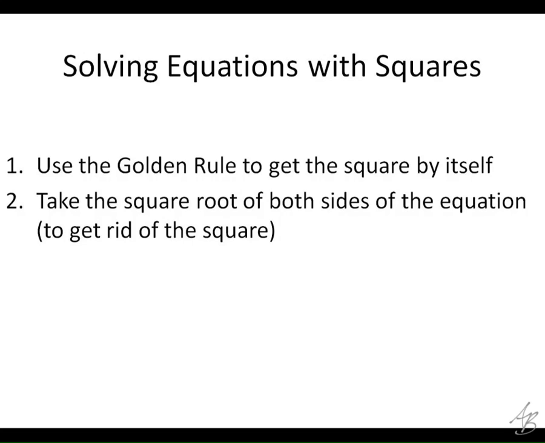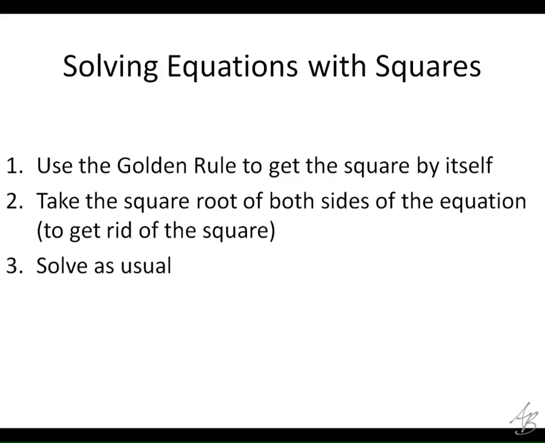Once we do that, then we're going to get rid of the square. So to get rid of the square, as Jasmine said, we want to take the square root. So we're going to take the square root of both sides of the equation. This is the only difference between these types of equations and the ones with square roots in them. So now we're going to take the square root to get rid of the square. And then once that square is gone, we can just solve like we normally do.